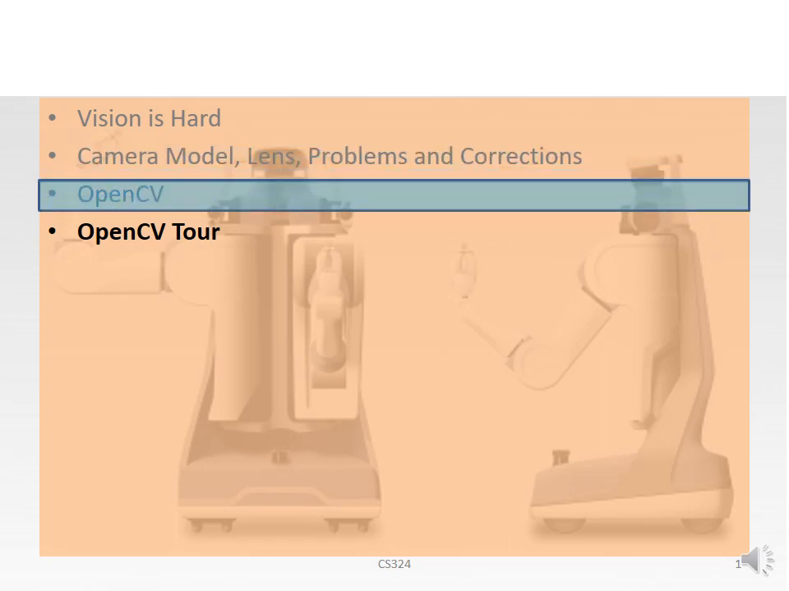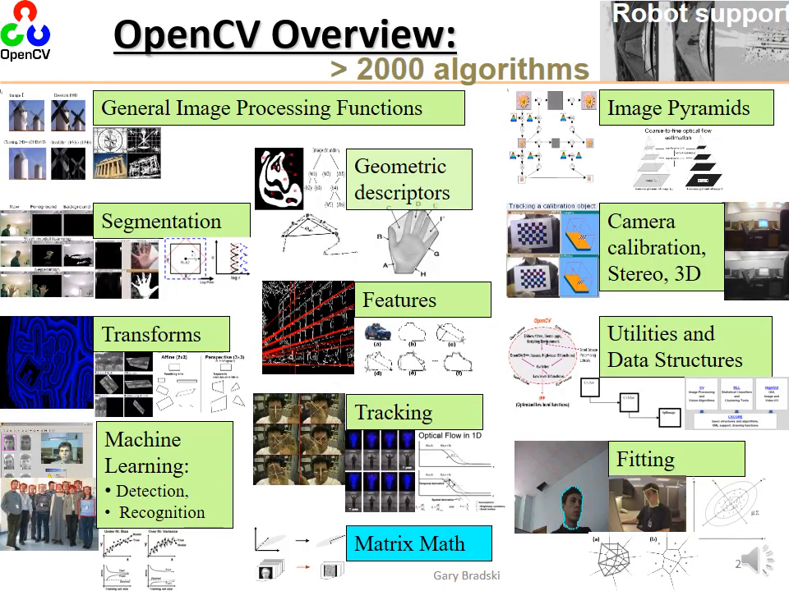From now on, I will explain the introduction of OpenCV. OpenCV is a computer vision library consisting of more than 2000 algorithms.